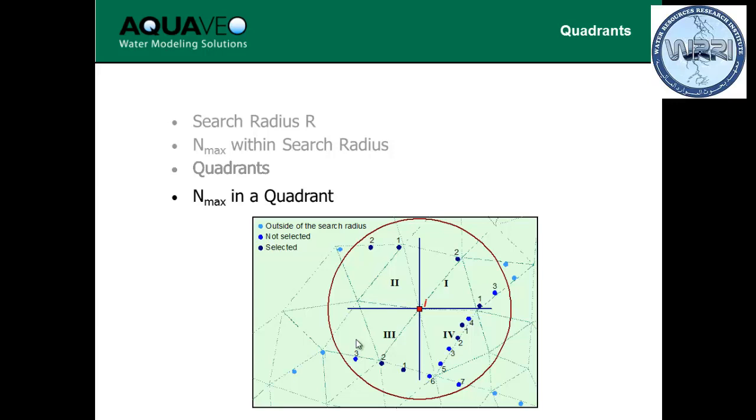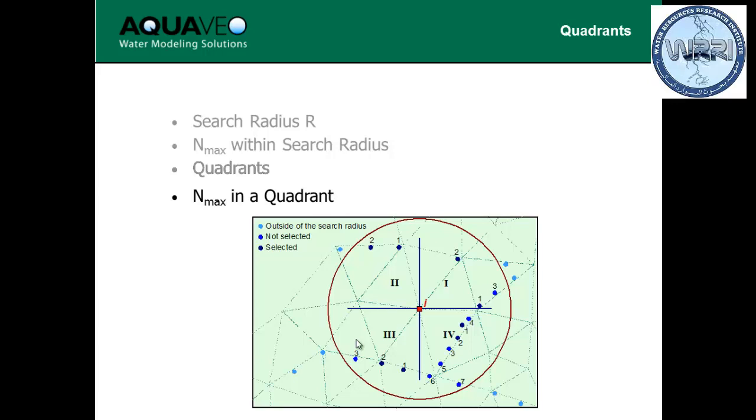And so we can't just subtract one surface from the other. We have to have different parameters like the search radius and the quadrants to make sure that we get the most relevant water surface elevation points for each point on our elevation data. And we have different methods of doing that.